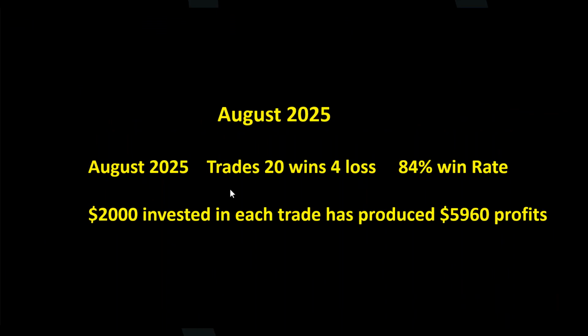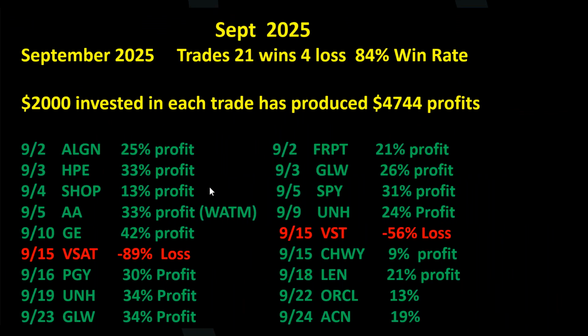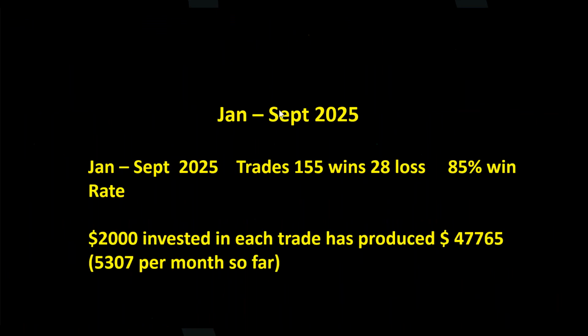Okay, this was August. Just kind of recap. We did 20 wins, 4 losses, 84% win rate. $2,000 invested produced $5,960. September, I listed the trades in here because I want you to see again the percentages. Right, a lot of 30s and 40% profits, 25% profits. Very consistent. And you can see we have losses. Important to understand, we do have losses, right? But September was 21 and 4, produced $4,744.